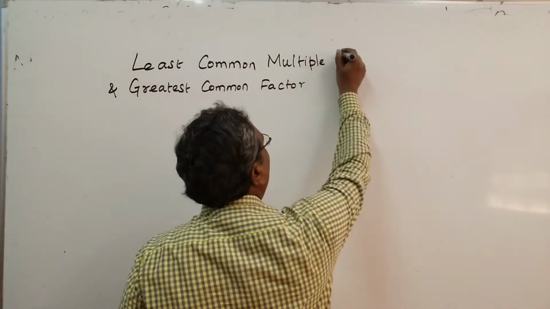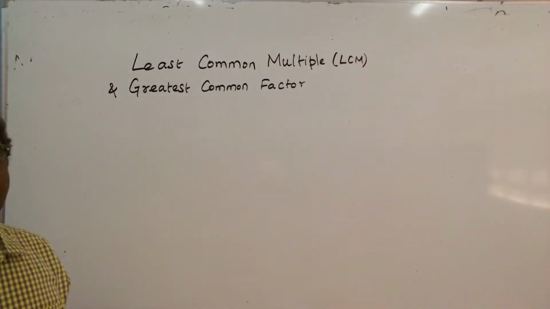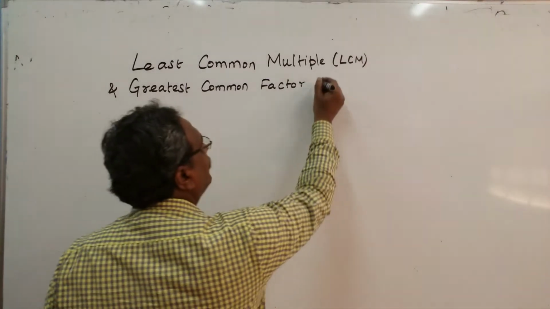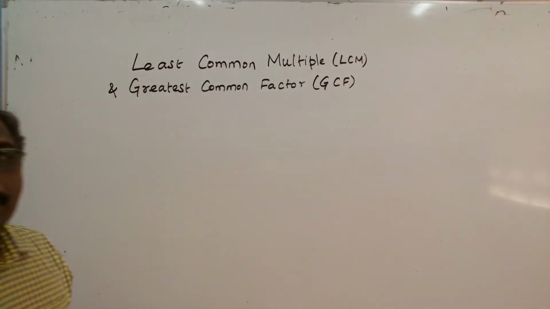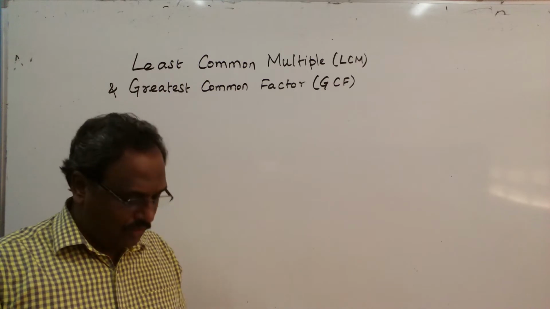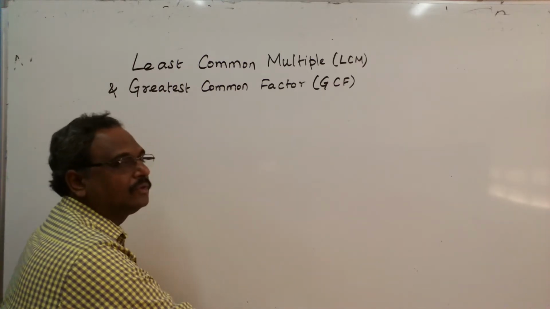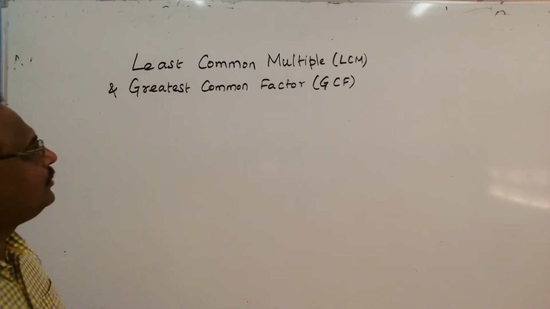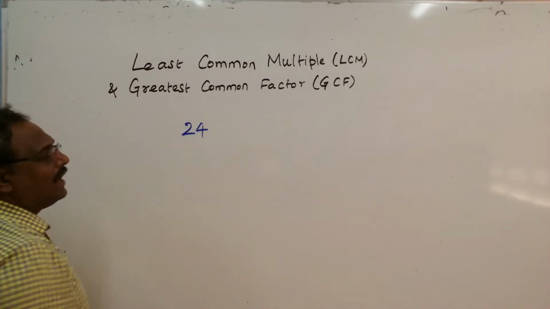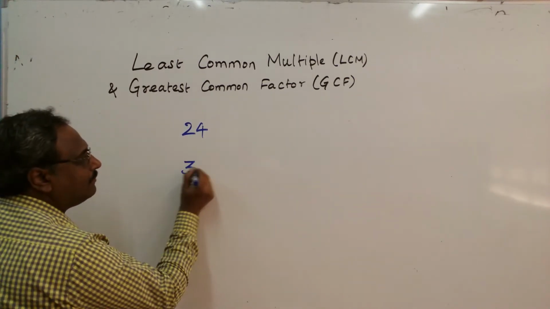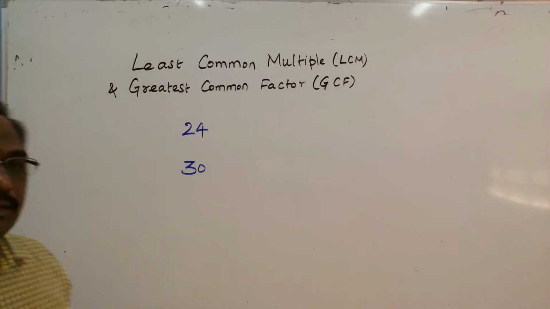We will write this as LCM. We call it LCM in short. And this we call GCF. What is this, teacher? For example, I am going to take two numbers, 24 and 30.